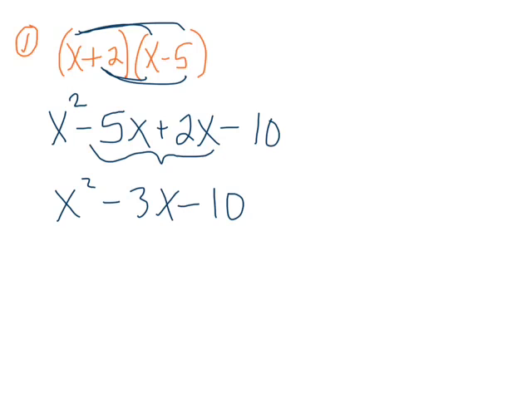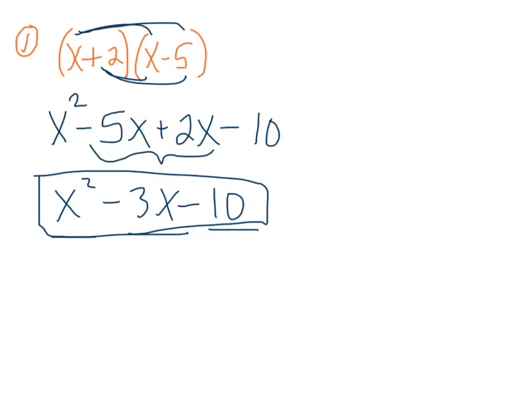And this is standard form. This is a standard form polynomial. Standard form means I put the highest exponent first, which is the squared, then the next highest, which in this case is the x term, and then the last one is the one without the variable, which is the constant. So this is my final answer.